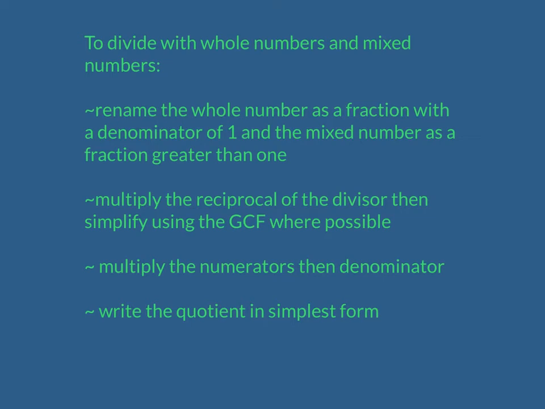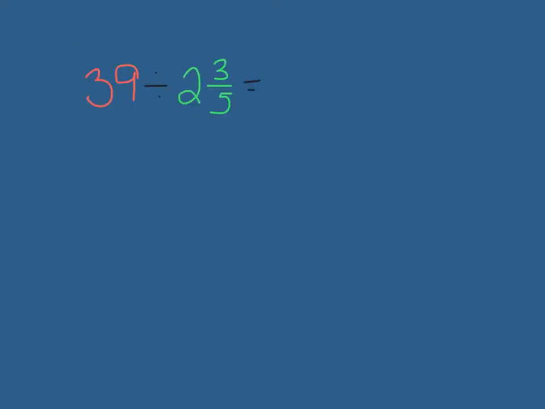To divide with whole numbers and mixed numbers, first rename the whole number as a fraction with the denominator of 1 and the mixed number as a fraction greater than 1. Then multiply by the reciprocal of the divisor, then simplify using the GCF where possible. Next, multiply the numerators and the denominators, and last, write the quotient in simplest form.